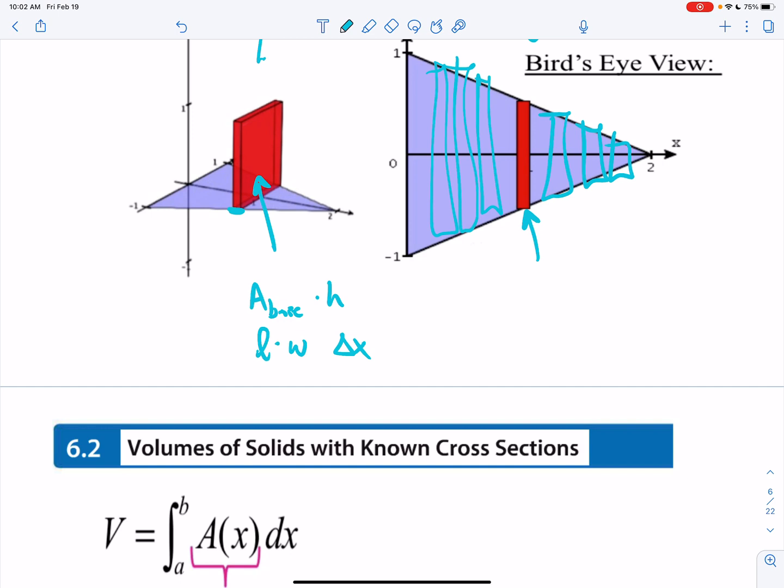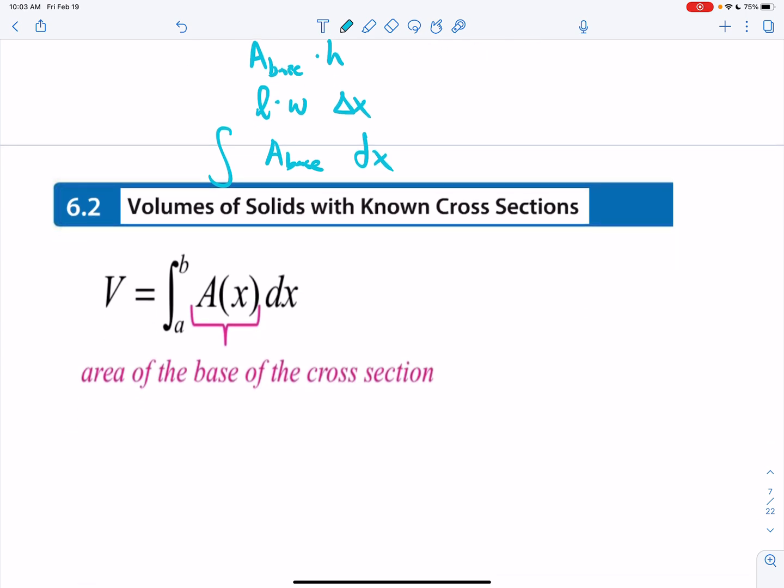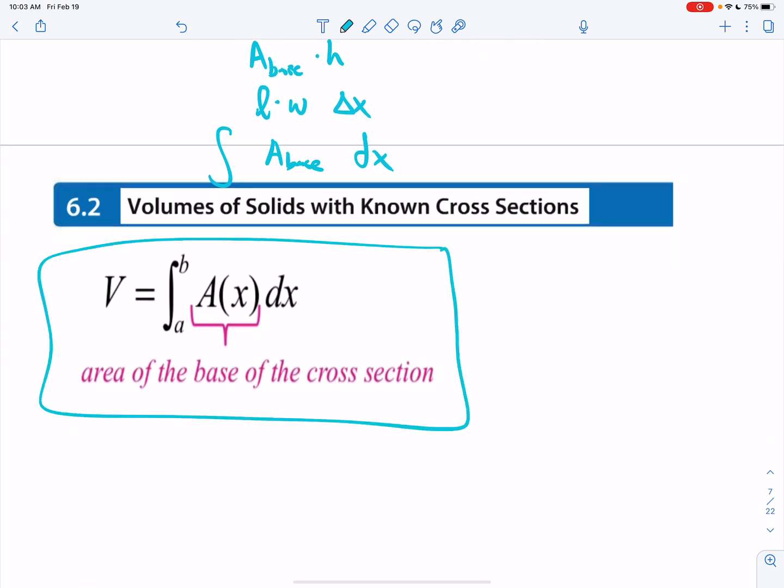Now, if you want to squeeze in an infinite amount of these prisms, you can integrate it, but the delta x turns into dx because you're squeezing in an infinite amount. And down here, length times width for this square is really just the area of the base, okay? So what if it was a different shape, right? And we'll talk about that, but this is pretty much what you want to have jotted down. We're pretty much taking the integral of our area, okay? The area of the base.